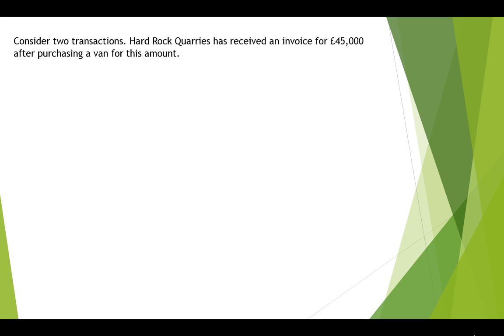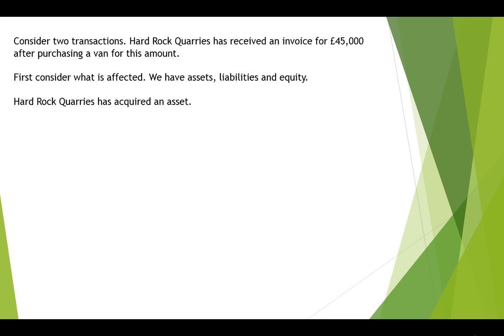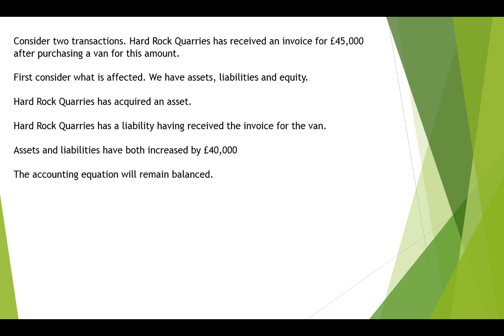Now let's consider two transactions. Hard Rock Quarries receives an invoice for £45,000 after purchasing a van for this amount. So what's affected? We've got assets, liabilities, and we have equity. So we've acquired the assets because we've got a van, but we've also acquired a liability because we've received the invoice for the van, which tells you that we haven't as yet paid for that van. So assets and liabilities have both increased by the same amount, and that means the accounting equation will remain balanced.